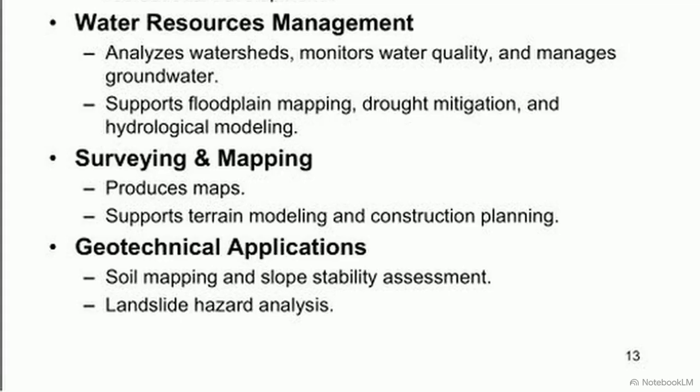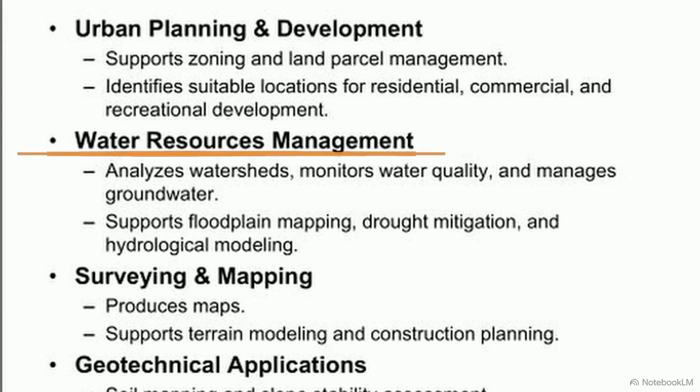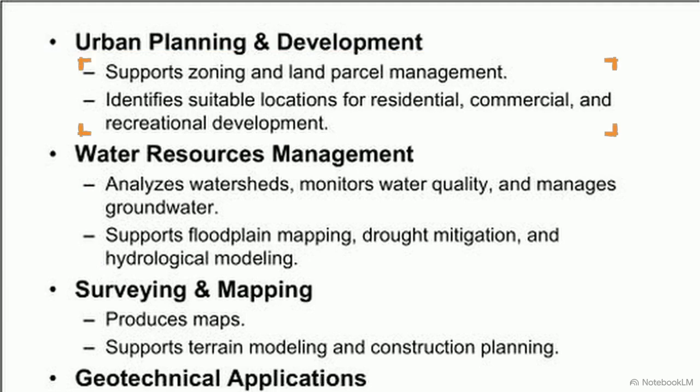This slide breaks down those specific applications. Looking at the bottom, geotechnical engineers rely on GIS for soil mapping and assessing slope stability to pinpoint landslide hazards. Moving up the list, water resources management uses the system to analyze entire watersheds and generate floodplain maps for drought and flood mitigation. And at the top, urban planning and development utilizes it to manage land parcel zoning and identify the most suitable locations for new residential or commercial infrastructure.